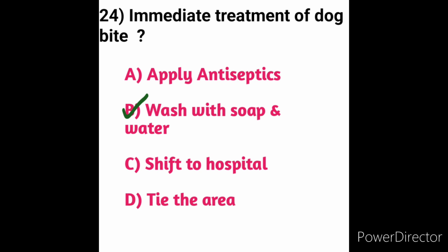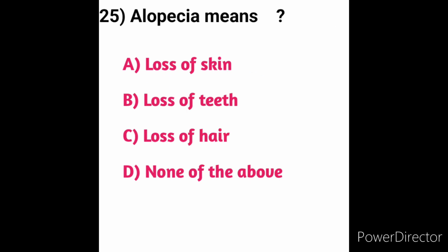Next we will move on to question number 25. Alopecia means. What is meant by alopecia? We will see the options. Option A, loss of skin. Option B, loss of teeth. Option C, loss of hair. Option D, none of the above.